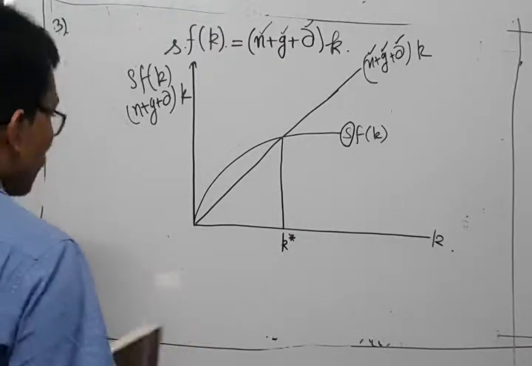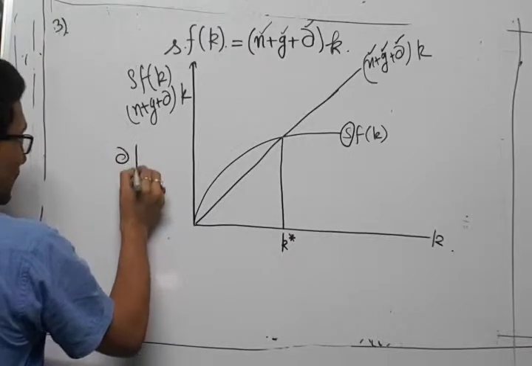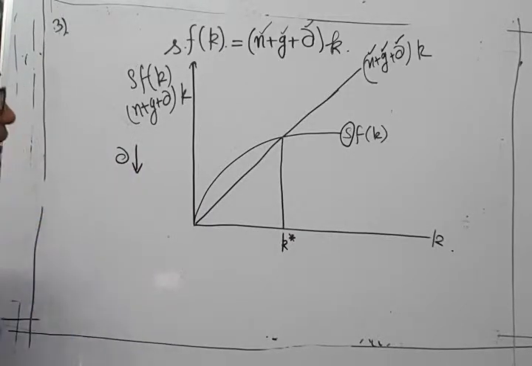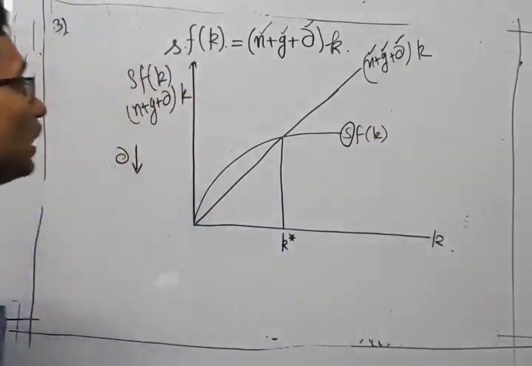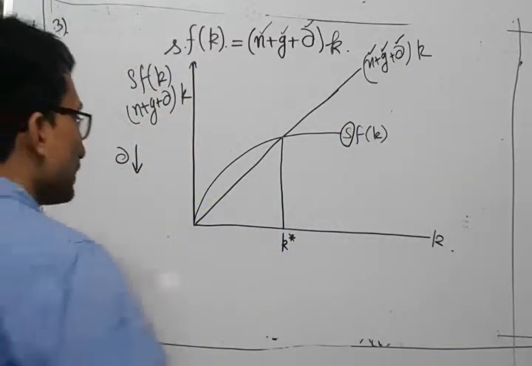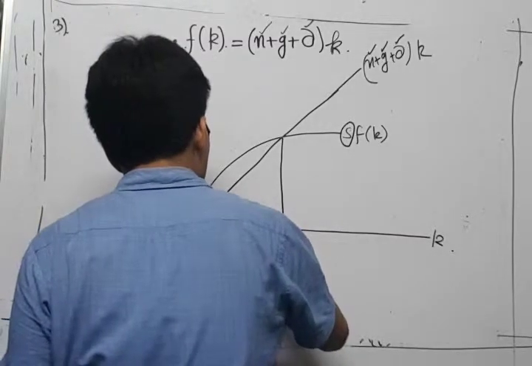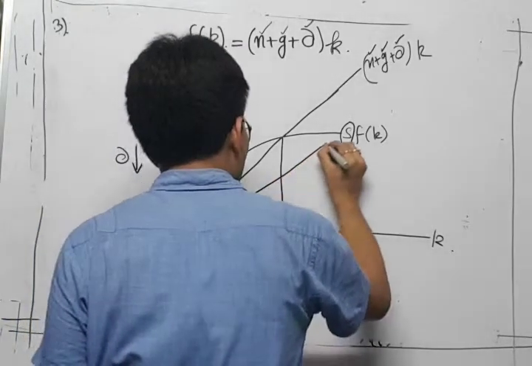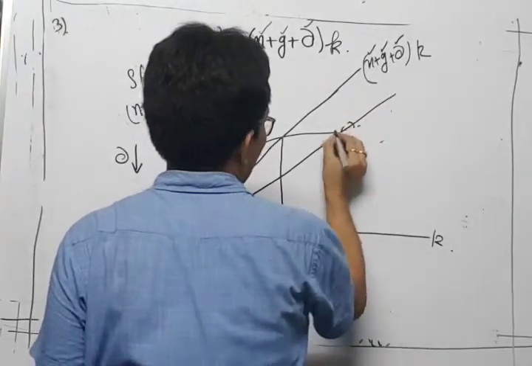So the first part of the problem is that the rate of depreciation is falling. That means delta is now falling. So when delta falls, the break-even investment line will become even flatter compared to the original line. So now let's say it is becoming flatter.